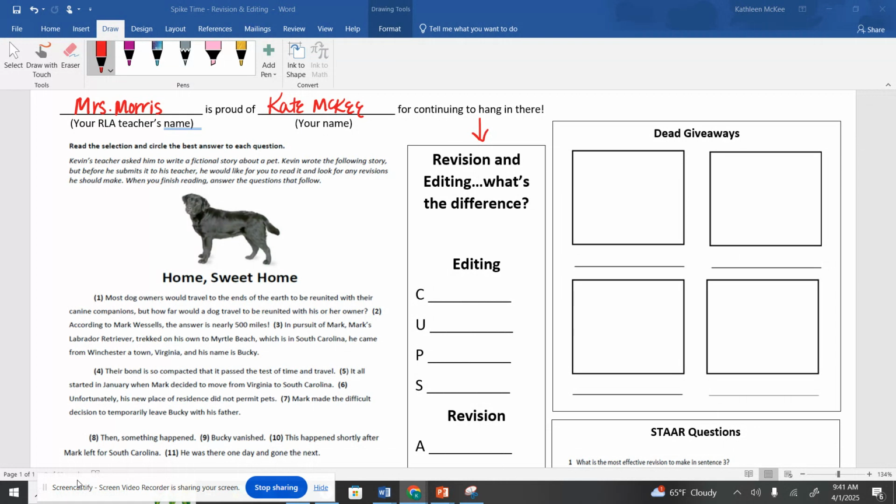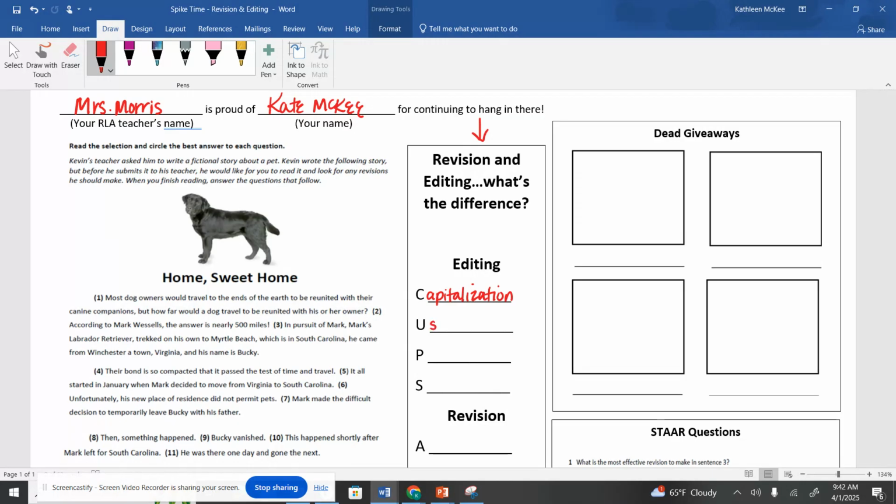But they're different. So editing focuses on something called CUPS. And so what you're going to do is you're going to write down what I do. You're going to make sure that when you edit a paper, you're looking at capitals. We'll say capitalization so you don't get confused. So you need to capitalize the beginning of sentences, names, places, months, titles. When you use the word I, the letter I by itself.